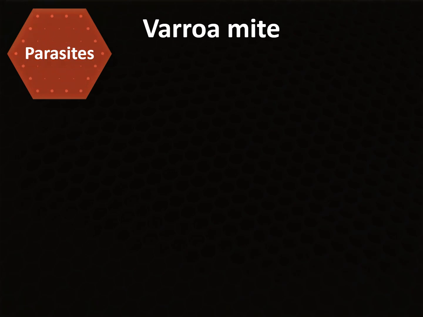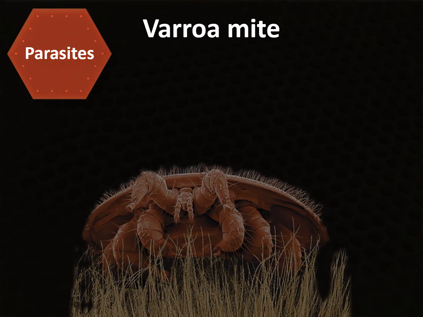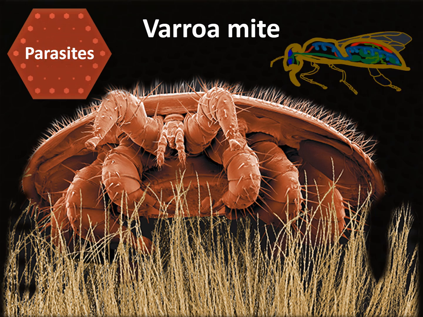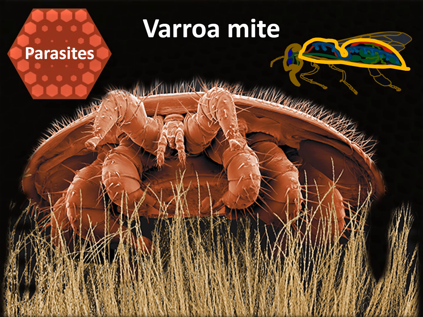All right, so varroa mites. To a bee, they're about the size of a soccer ball. And they affect the outer casing, the exoskeleton of the bee.